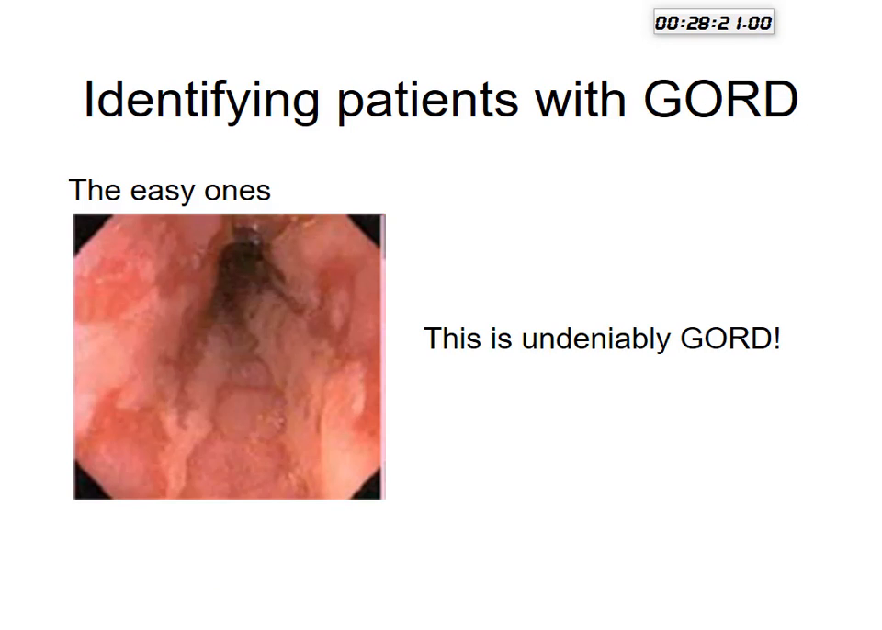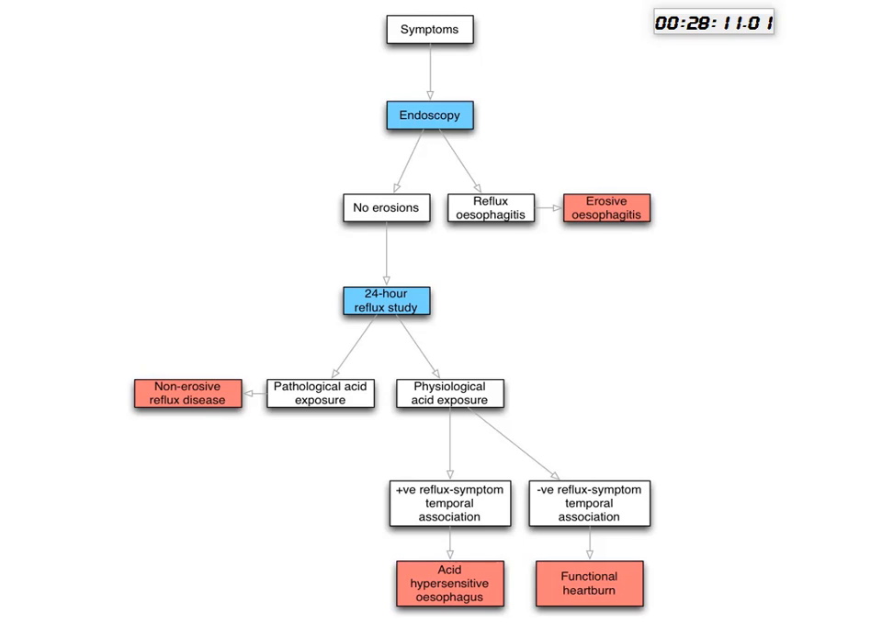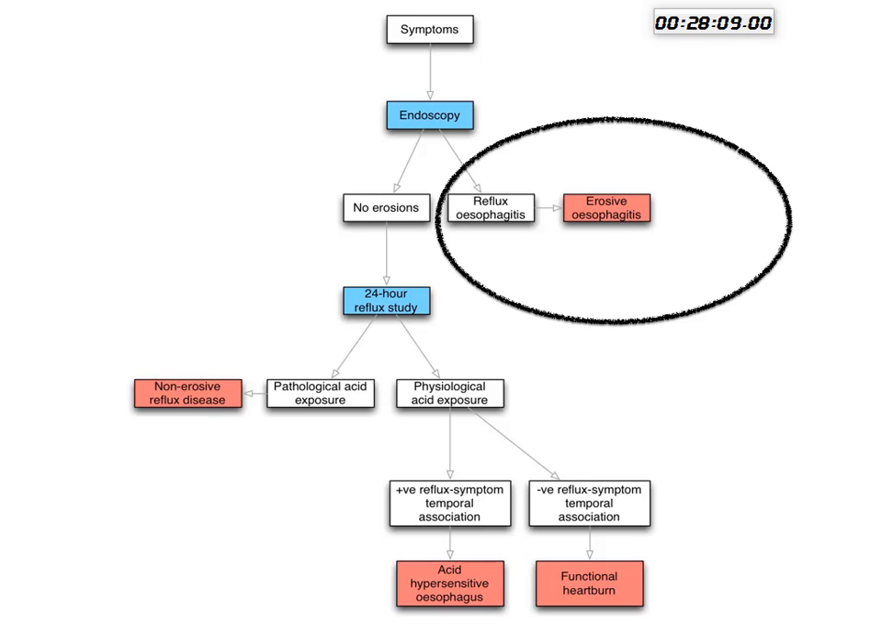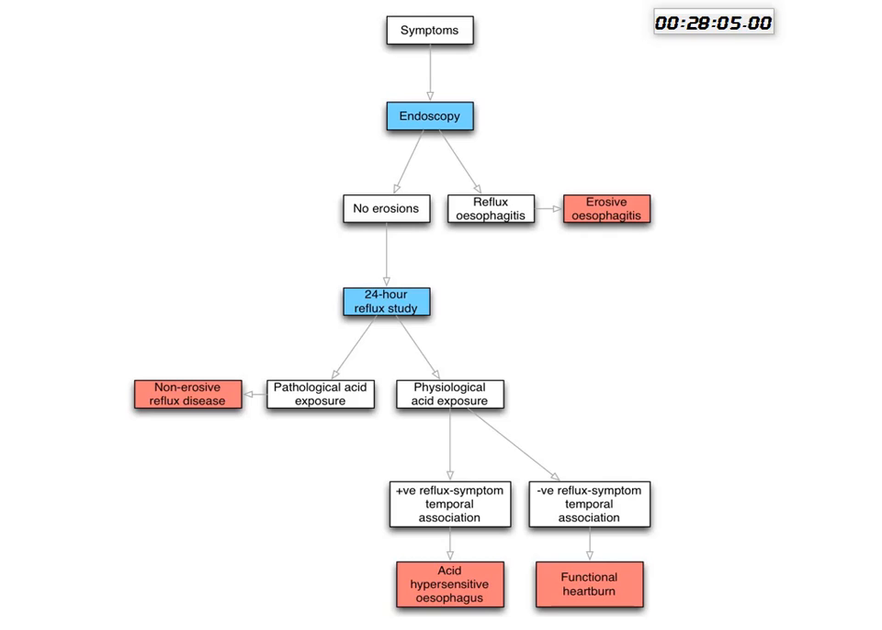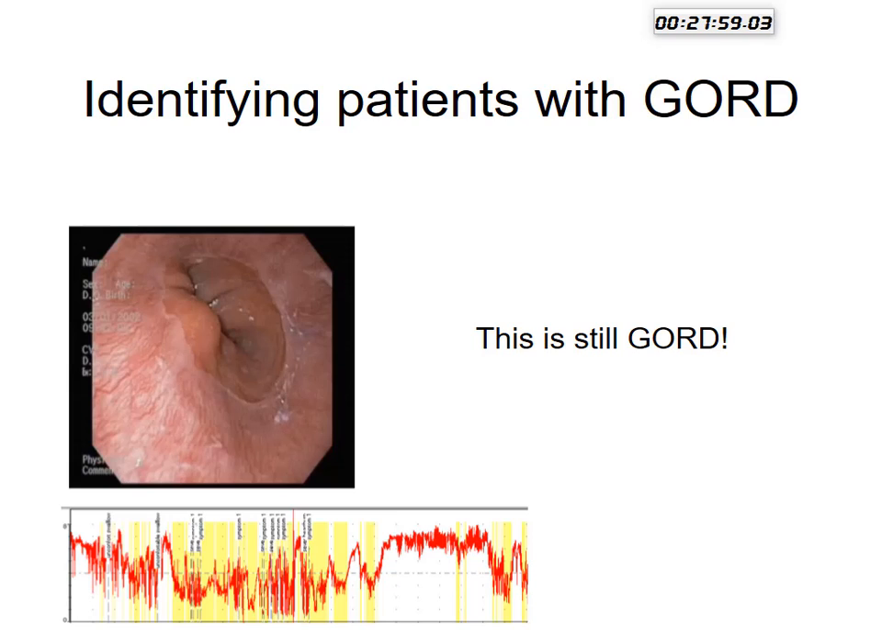So when we're identifying patients with reflux disease, there are easy ones. This is easy. A patient's got esophagitis and heartburn, they have reflux disease. We don't have to go too far down the diagnostic algorithm to get to that point. You do an endoscopy, you make the diagnosis. When you have no erosions, that's when reflux studies can become helpful.